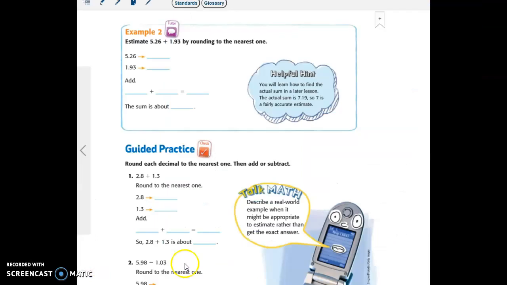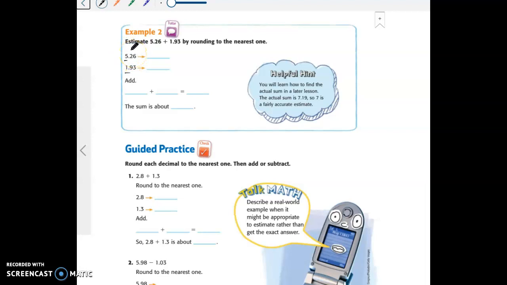Does somebody want to read it? The top one, example 2. Okay. Or I'll read it. 5.26 plus 1.93 by rounding to the nearest 1. Okay, we need to estimate these numbers by rounding to the nearest 1. So first I'm going to go ahead and underline my 1, because I know that's the number I need to round. The number next to it is the number that tells me what to do.